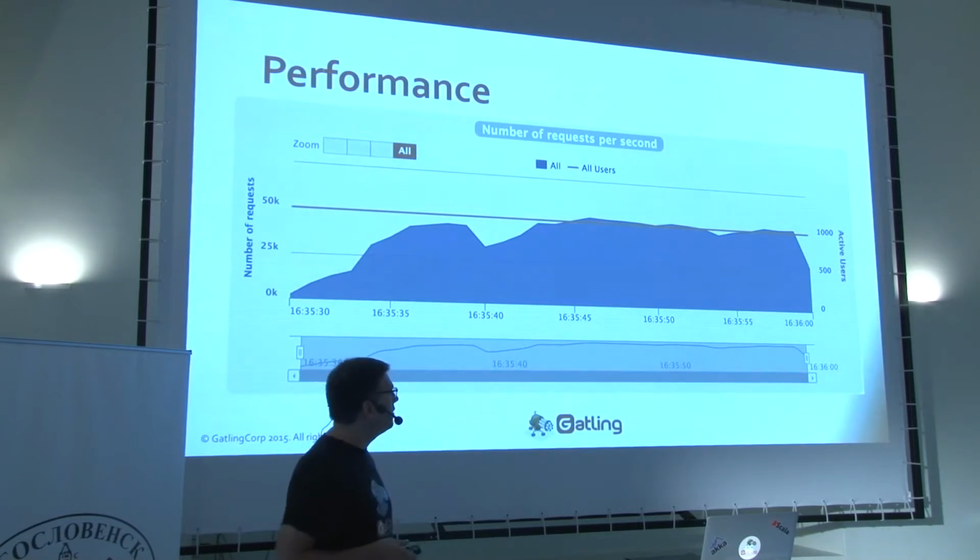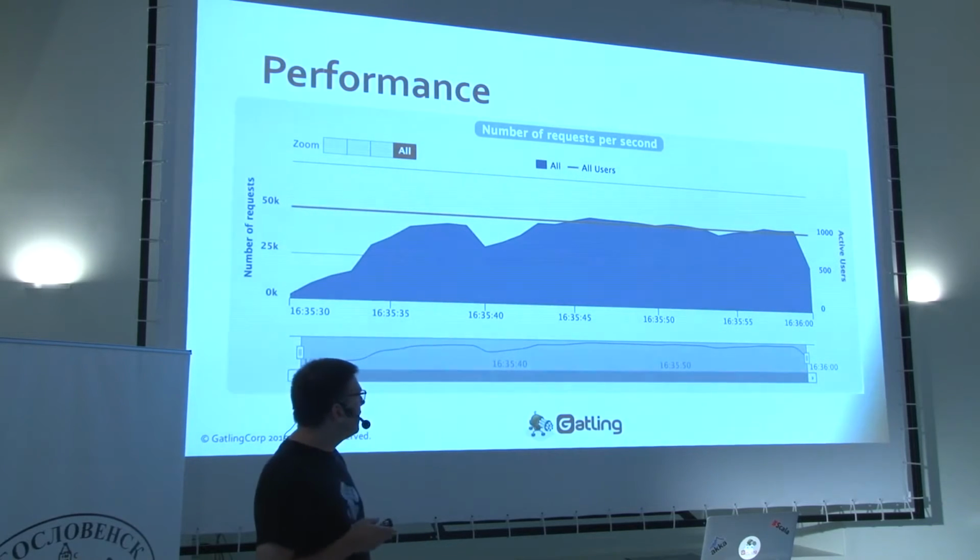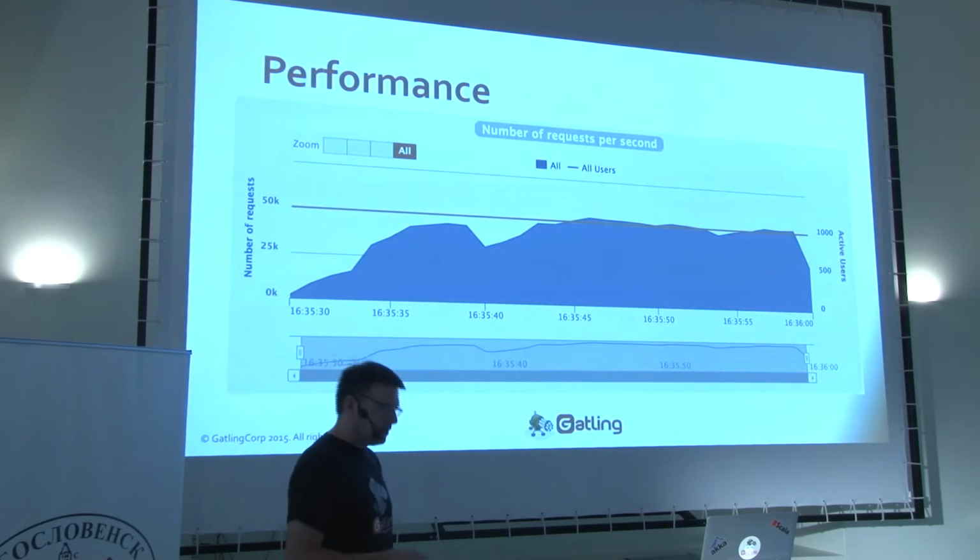This is what I could do on this machine, which is an 8-core with an i5 CPU. Here you can see I could produce something like 50,000 requests per second on small payloads. So you can get quite a good throughput with Gatling.